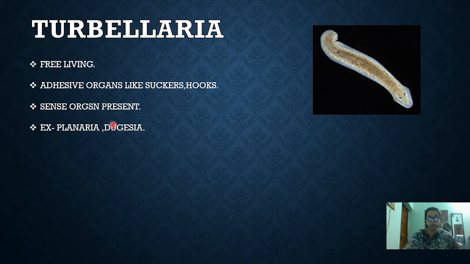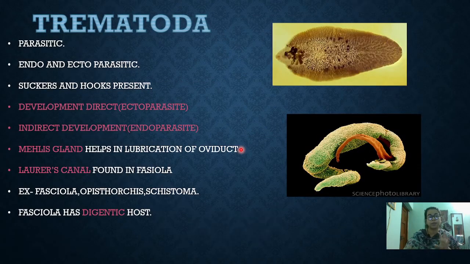Fasciola hepatica belongs to this category, as you have seen. It has different larval stages which we will discuss in the later part of the video, such as the miracidium larva and the redia larva. Different forms of larvae will be seen in indirect development, that is, in the endoparasite. Then one important feature is Mehlis' gland, which is present for the lubrication of the oviduct, seen in Fasciola hepatica, as well as Laurer's canal, which is also seen in Fasciola. When we discuss Fasciola hepatica in detail, we will discuss them.